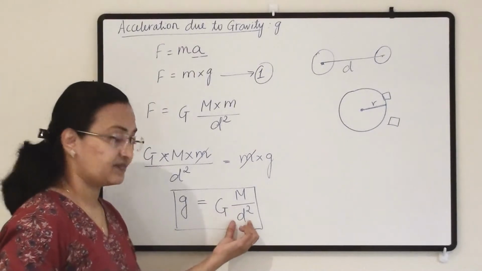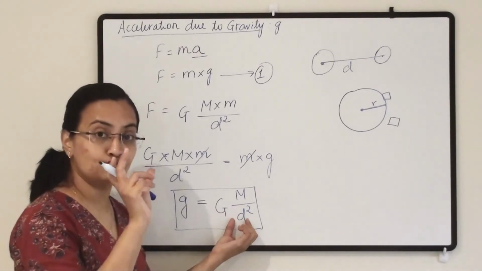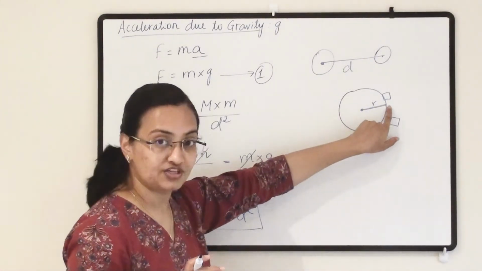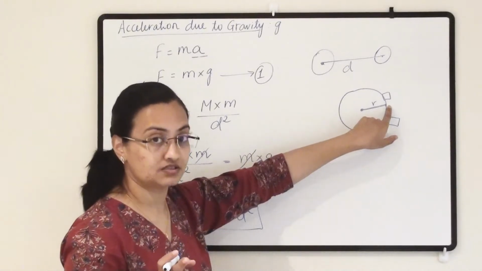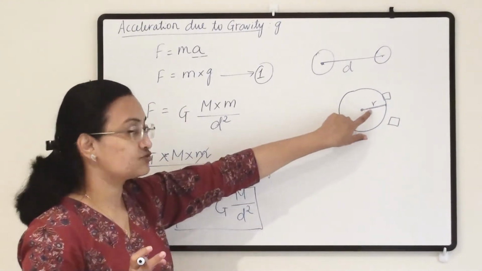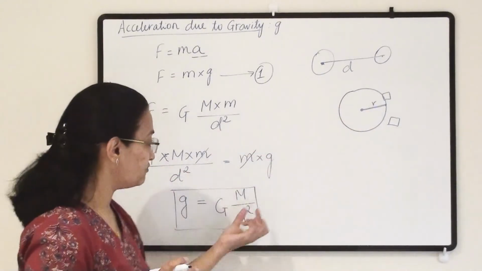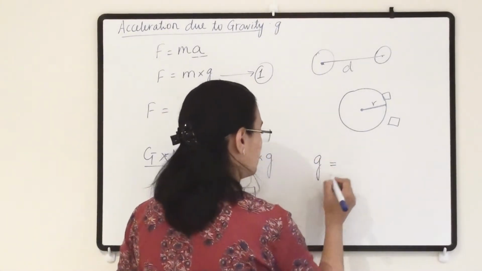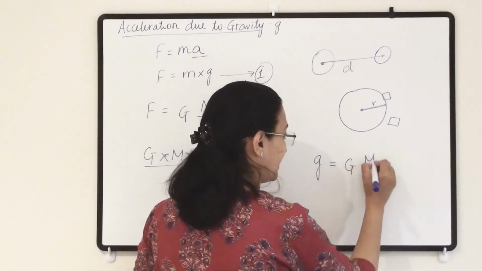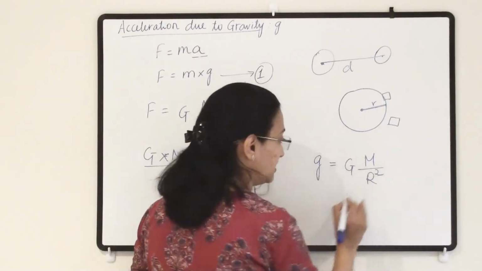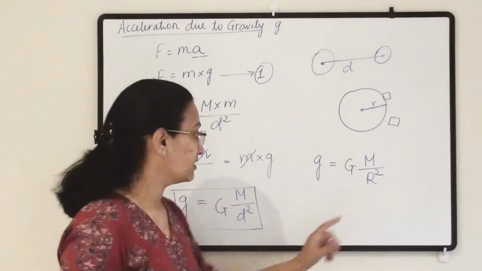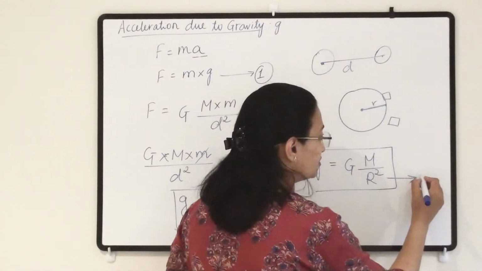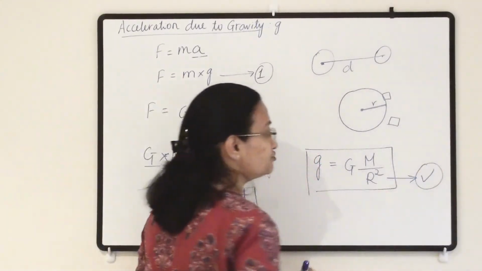So in this formula, whenever we take the distance between the two objects, from the center of the earth till the object which is lying on or near the earth's surface, that will be equal to the radius of the earth. So here we are going to replace this d with r. So our new formula is going to be g equals capital G M divided by r square. This r is the radius of the earth. Now this is our new formula which we are going to use for the numericals. So this formula we need to remember.